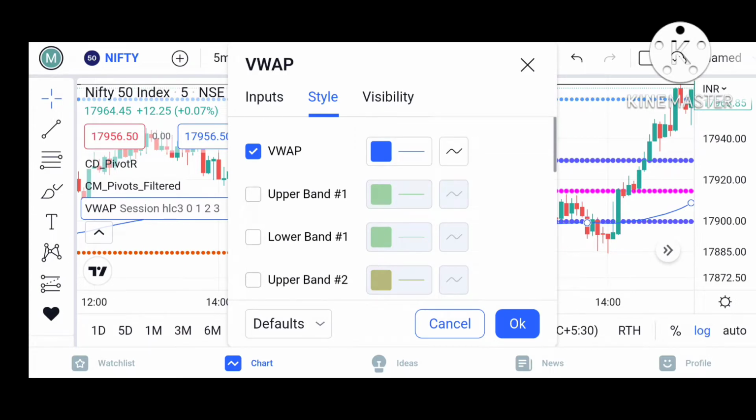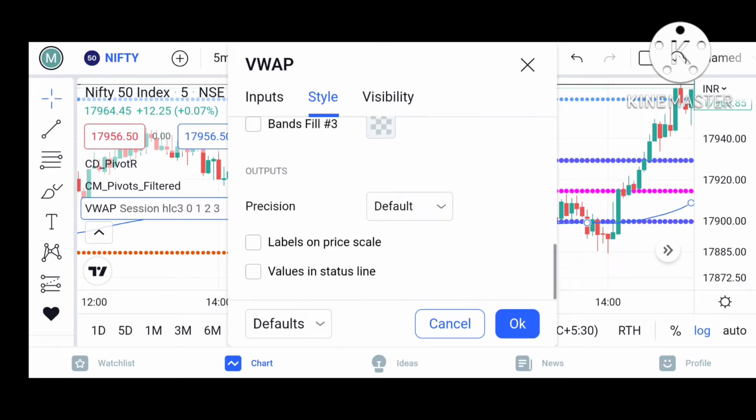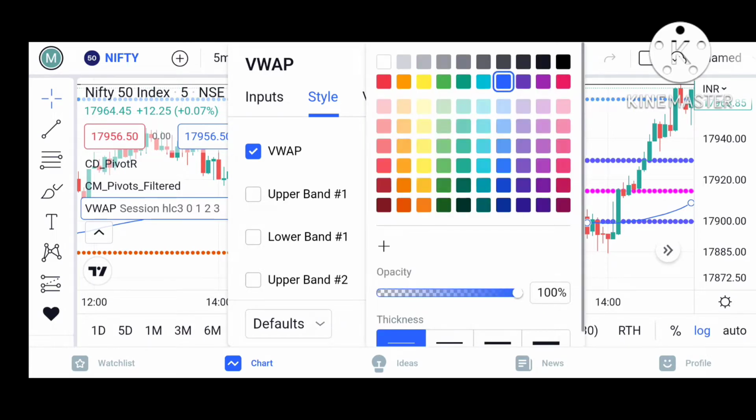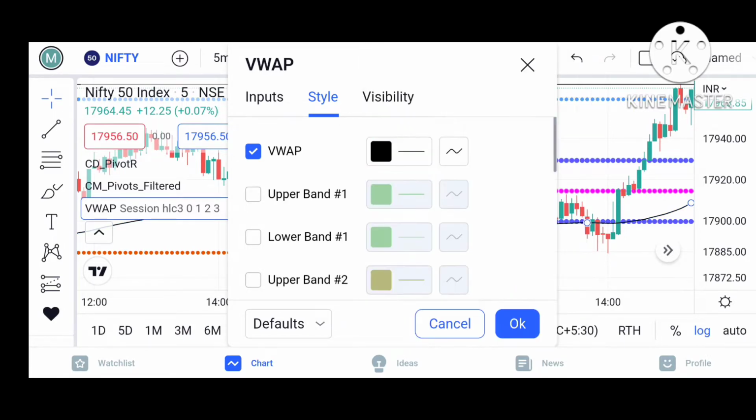Except this VWAP, go to the style section and please unclick all the checkboxes. Just keep one checkbox, which is VWAP, and make the color black. Don't change anything except this. Just keep the VWAP checkbox on, unclick all the rest of the checkboxes, and please save it.